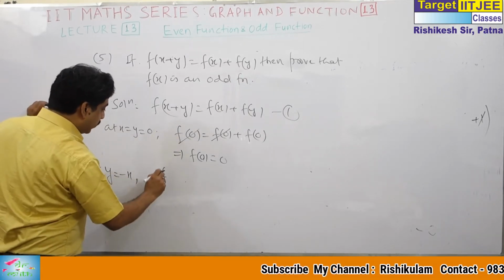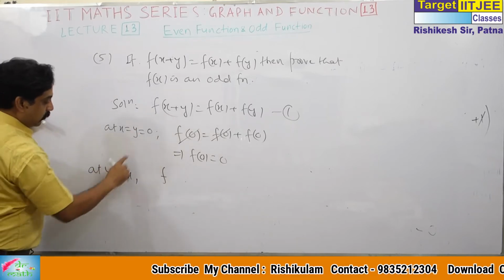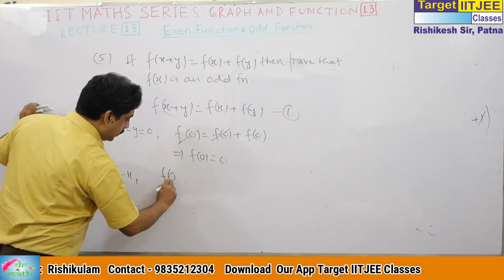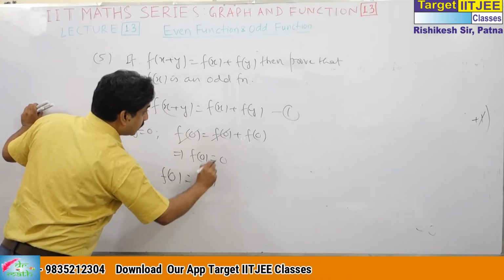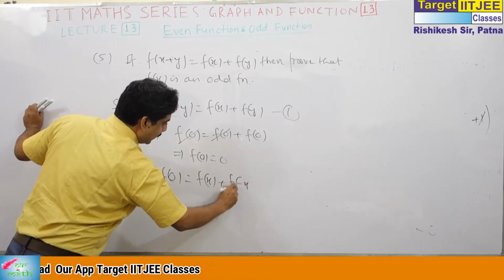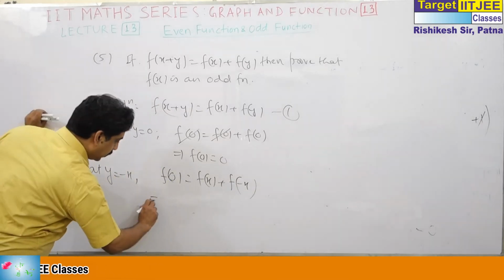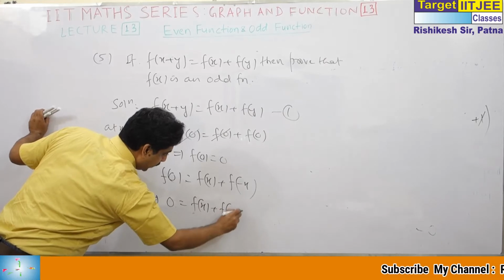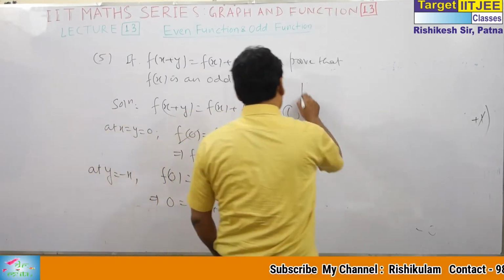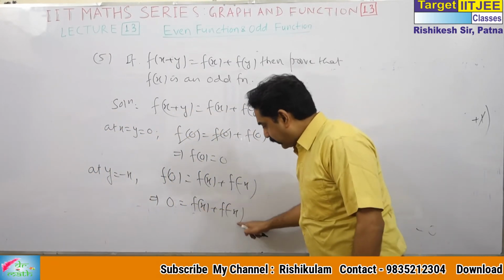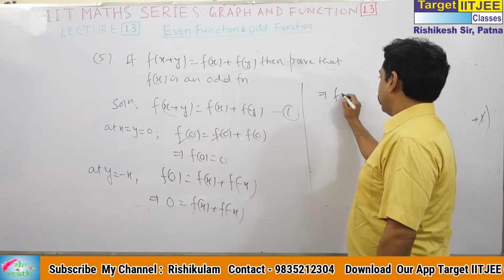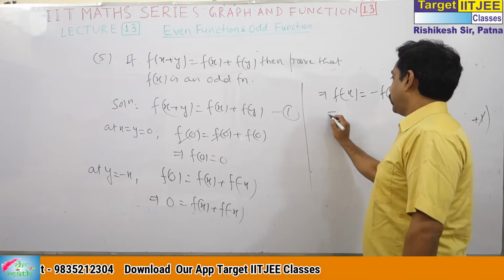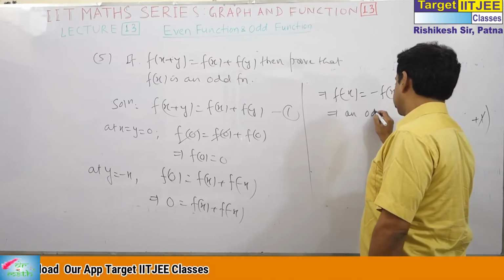This is f(0). y is minus x. x minus x is what? 0. This is f(x), and y is replaced by minus x. f(0) is what? 0. f(x) plus f(minus x). What do we get from here? This is also a condition, but we will also write the next step. This one implies what? An odd function.